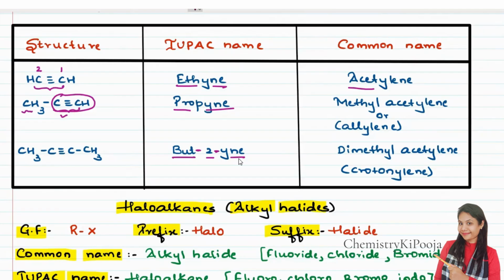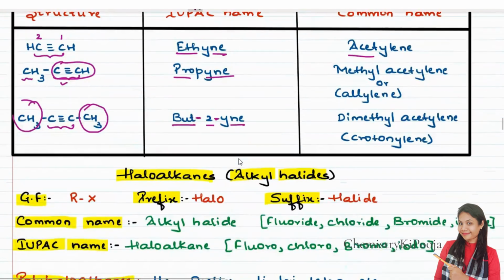Coming to the next one, this is the acetylene group. On one side of the acetylene, I have a methyl. On the other side, one more methyl. So basically, I have two methyl groups. Two methyl groups means dimethyl acetylene. The naming becomes dimethyl acetylene. Or there is one more special name which is called crotonylene. Okay, it is crotonylene. Clear?